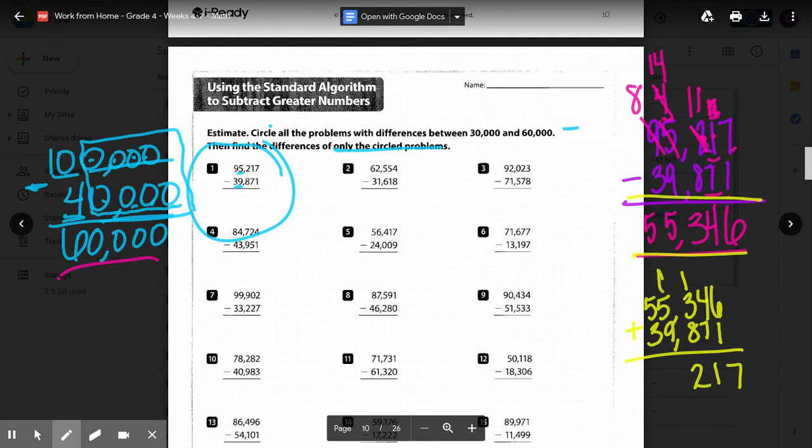9 plus 5 is 14. And then we're going to add that extra 1. It'll be 15. Dropping my 5, carrying my 1. 5 plus 3 is 8. And then adding that 1 is 9. And you will see 95,217 is the same number we started with over here. Same number we started with on top. So my answer is correct.